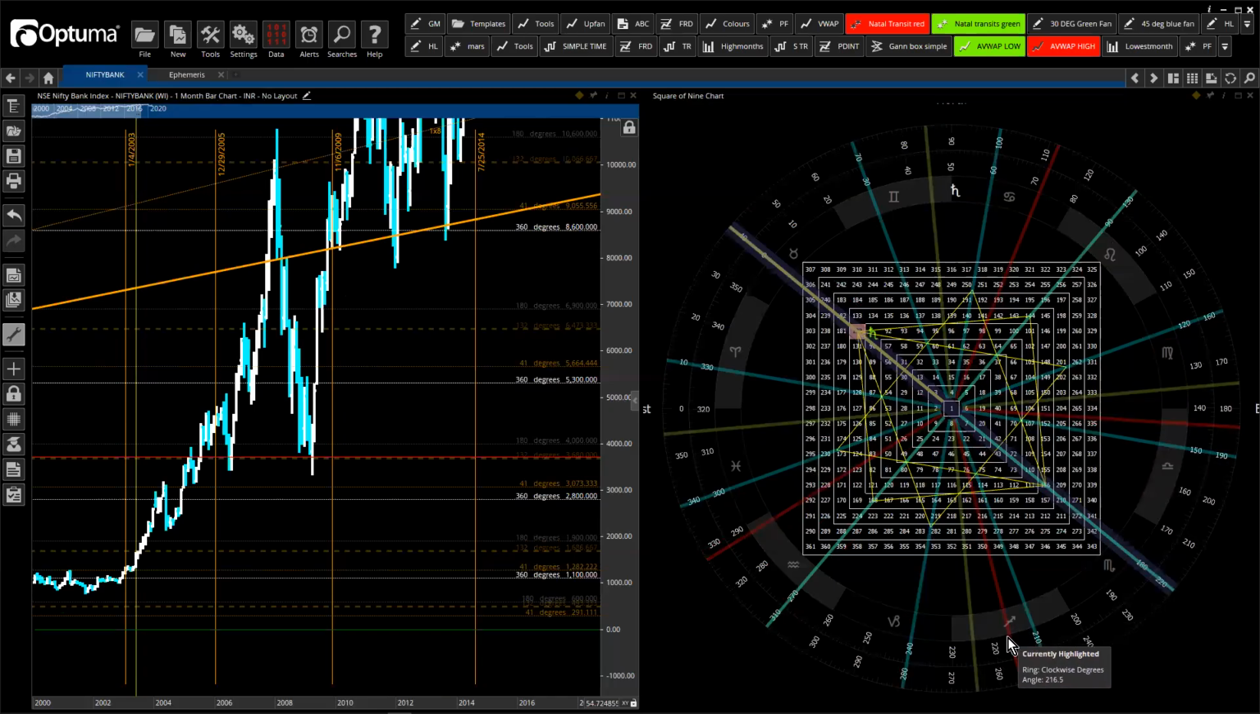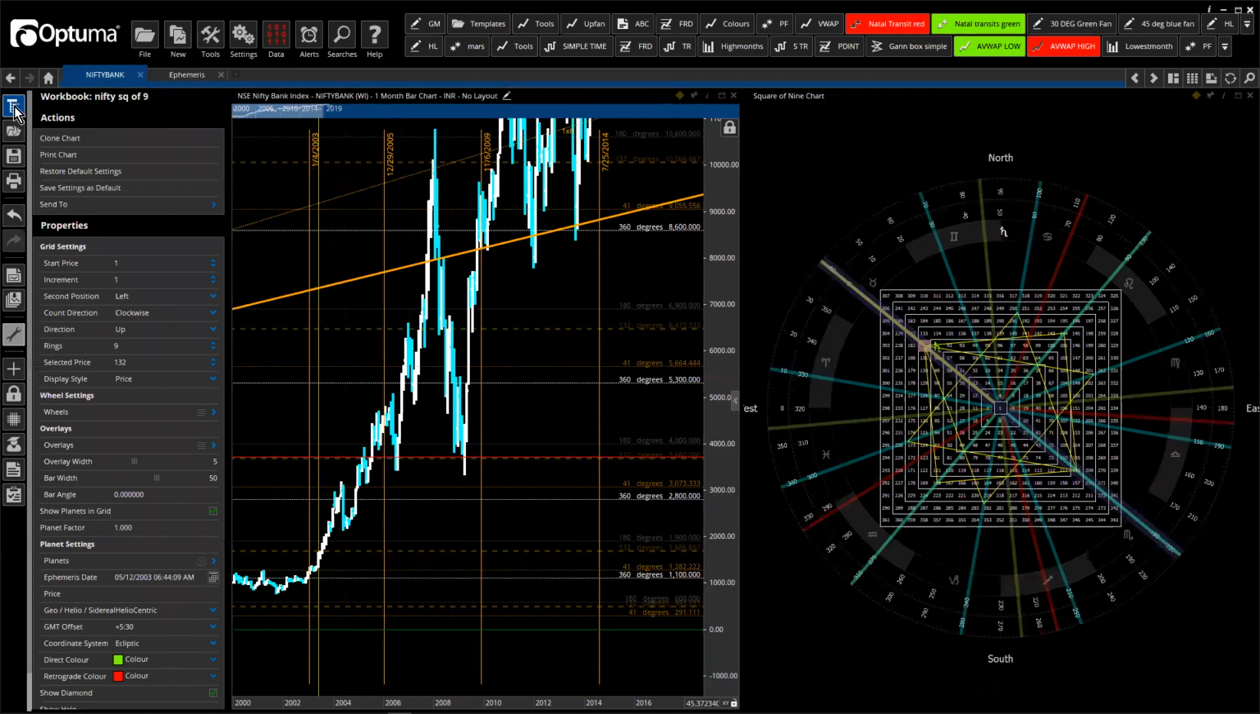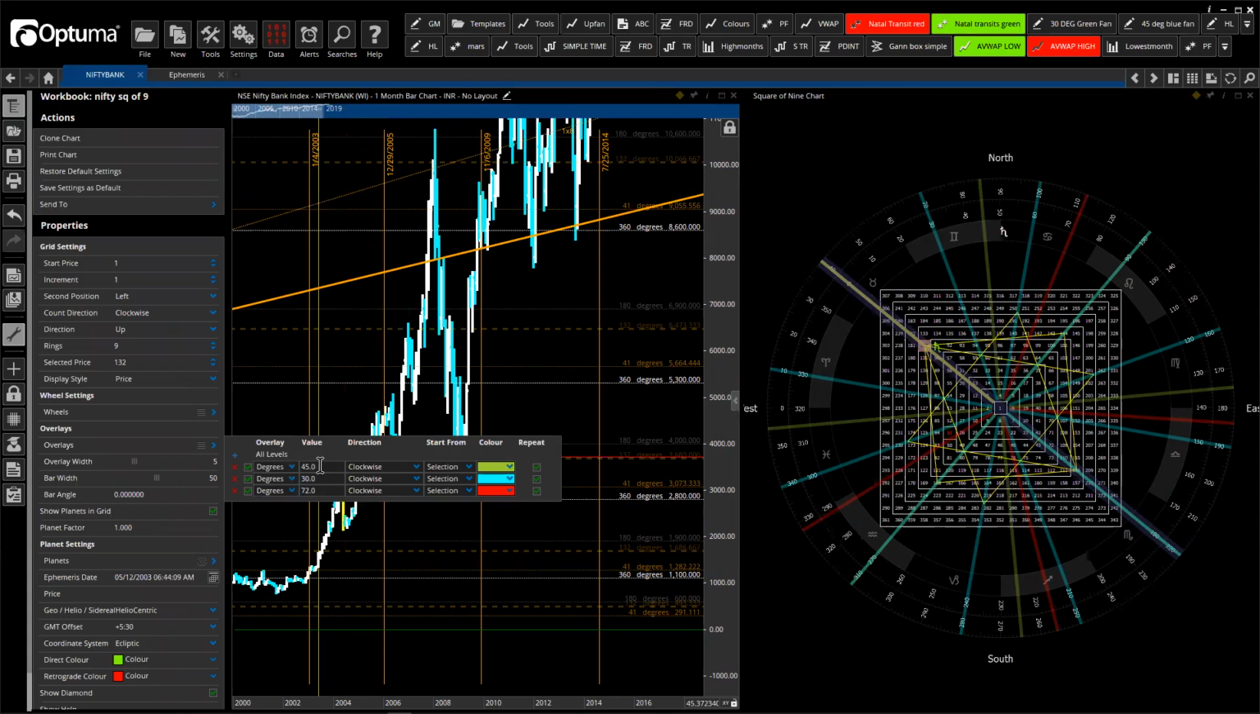Okay. You set that up in Optima by clicking in here, seeing our square of 9 settings. You've got here this overlay, right? And I'm just setting it to 45, counting clockwise from my natal selection, and then repeating that angle over and over again in the circle. And if I split it up by these numbers, you get your 12 sections of the circle, your 8 sections of the circle, and your 5 sections of the circle.